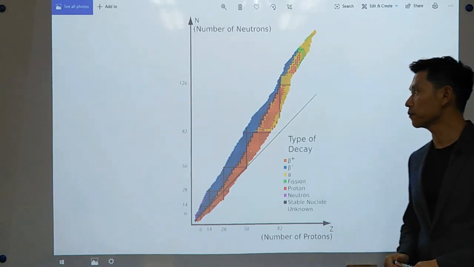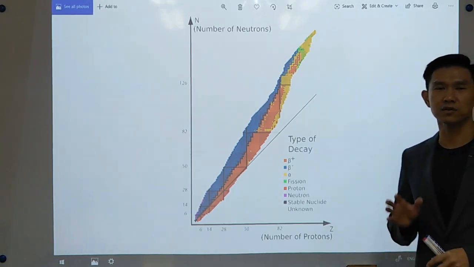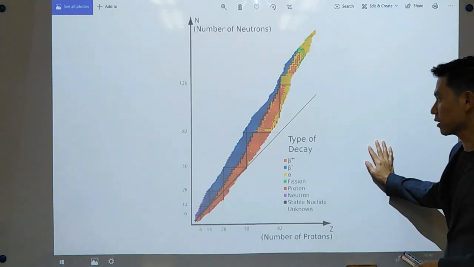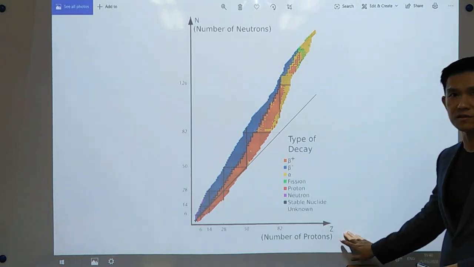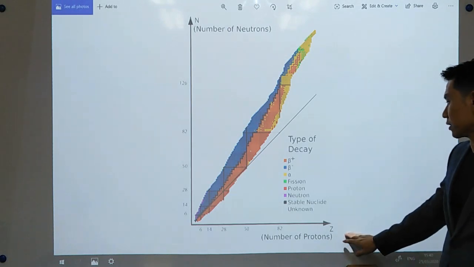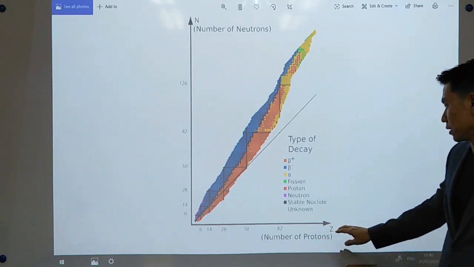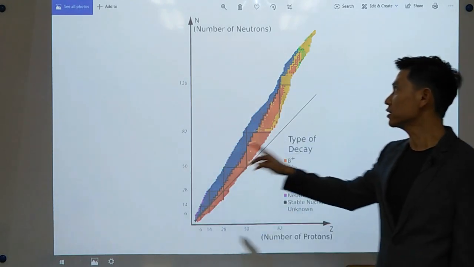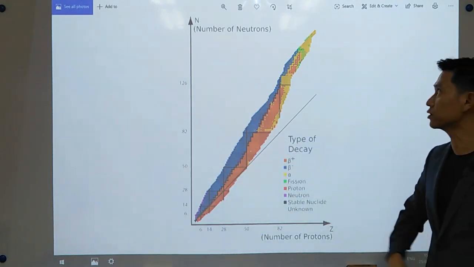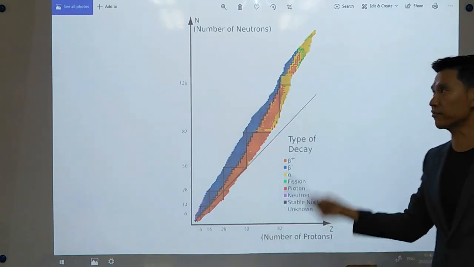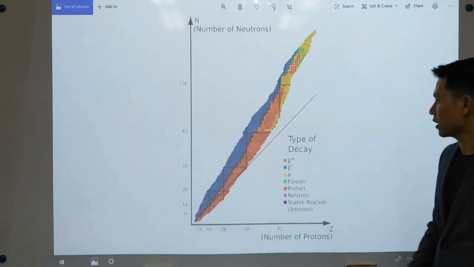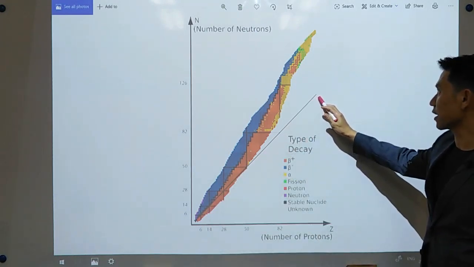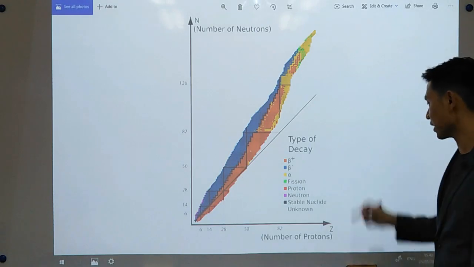Now if we put every single isotope found in nature here into the graph, on the x-axis is the number of protons or the atomic number Z, right? And on the y-axis is the number of neutrons, right? I use N instead of number of neutrons. So we have N and Z. And if you look at this line, it is the line indicating N equal to Z.